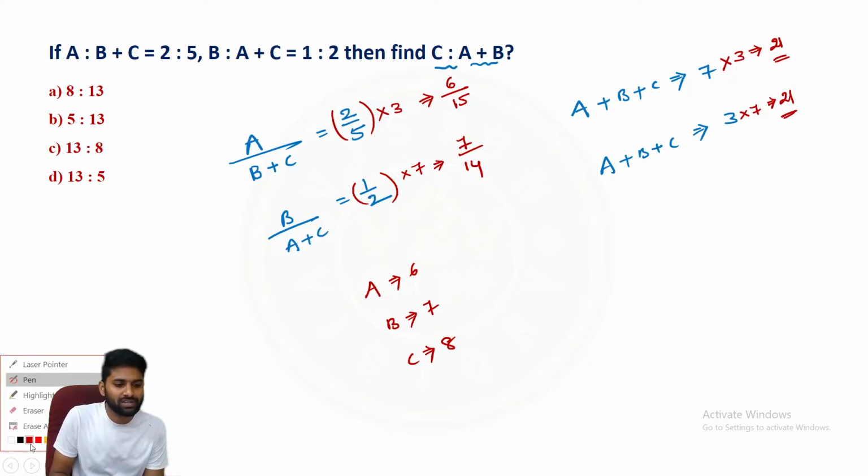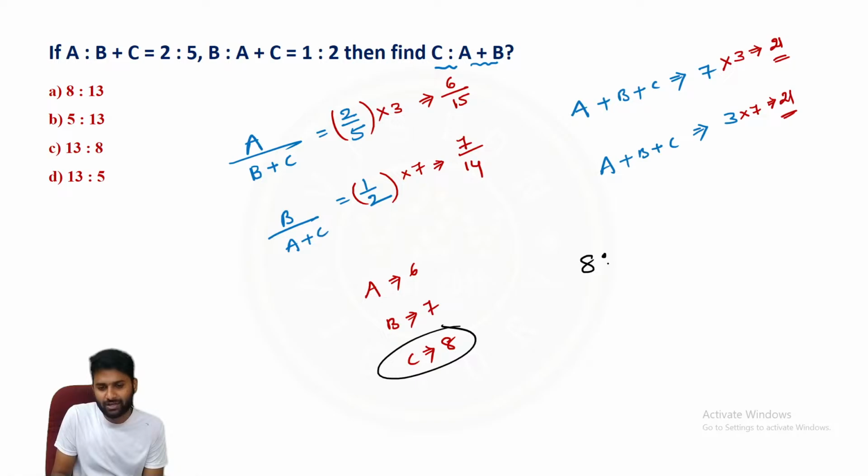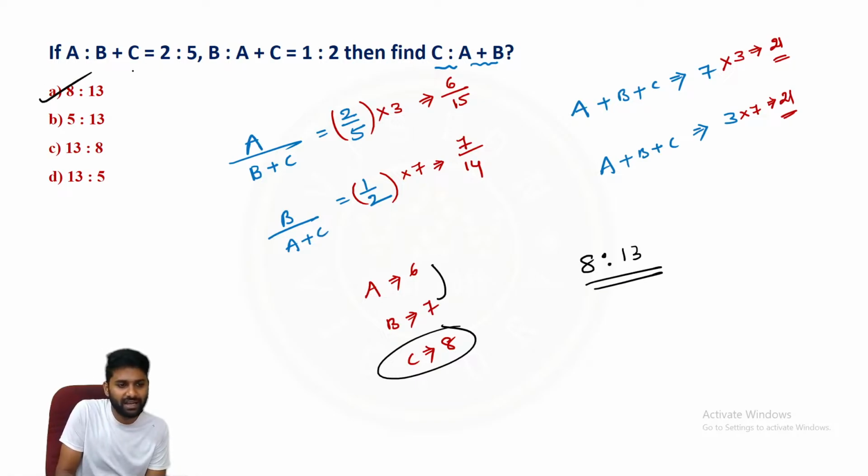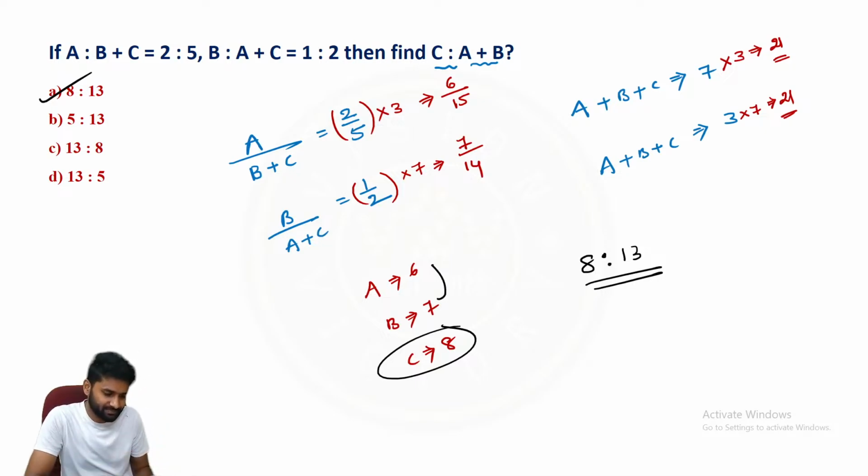Now the question: what is the ratio of C is to A plus B? Here C is 8 units, A plus B is 13 units. So the answer 8 is to 13 is correct. Clear, guys?